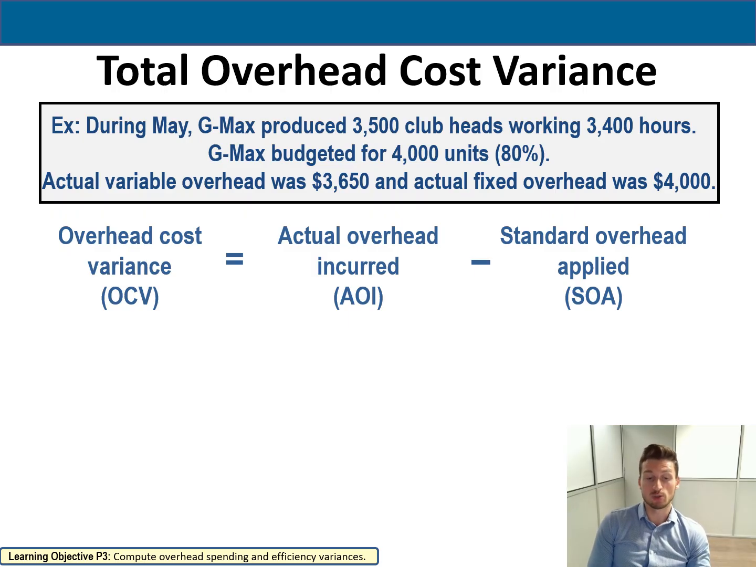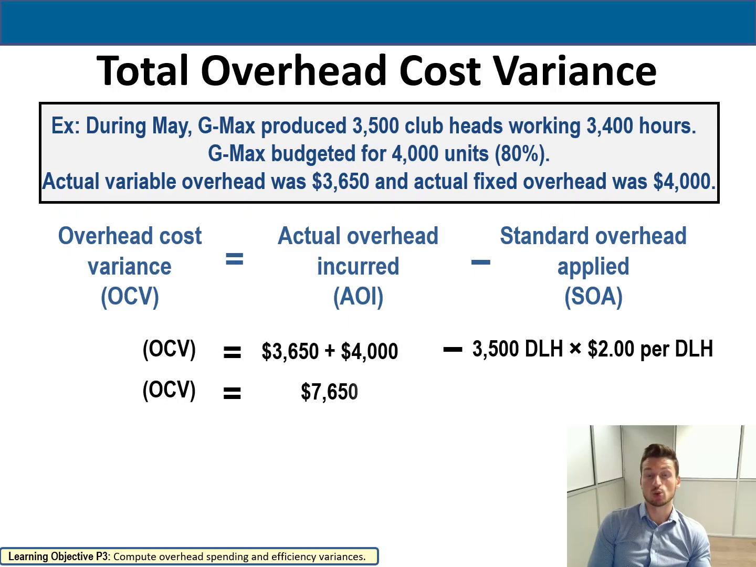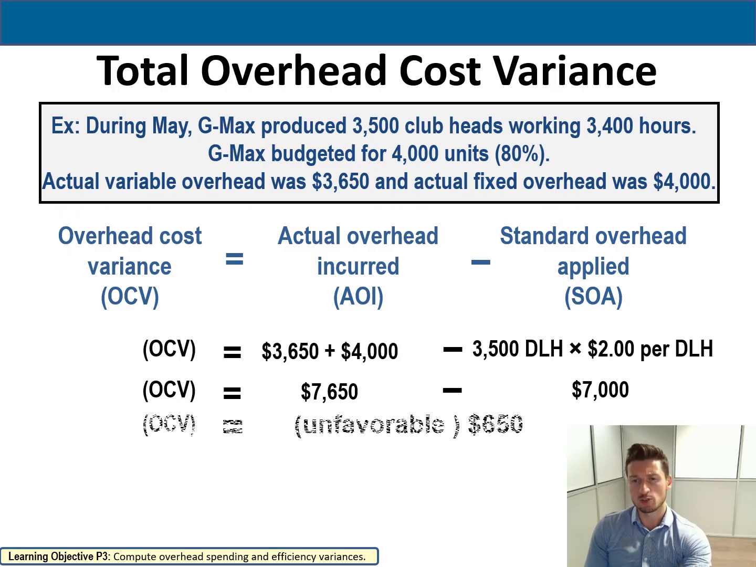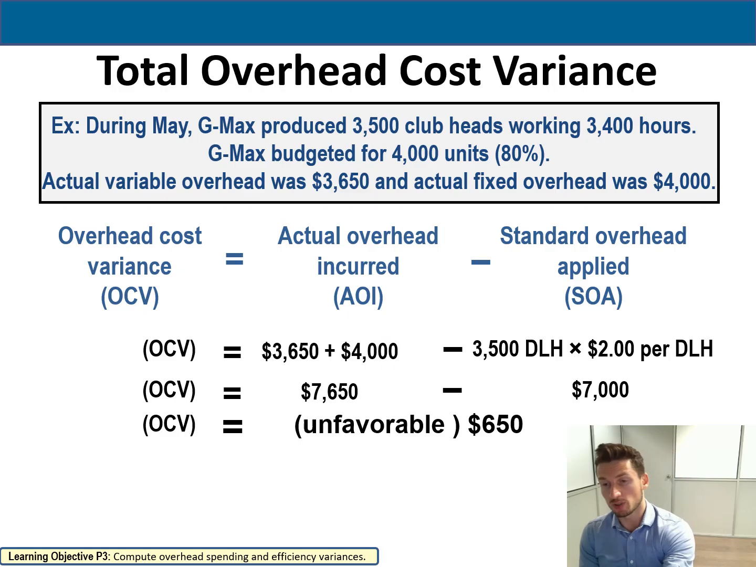So what's going to be total overhead variance? It's going to be your variable overhead plus fixed overhead, which is your total overhead, minus standard overhead applied, which was 3,500 times 2. It was given that they have 2 per direct labor hour, if you remember from the previous slides. So what is most important here is that your actual overhead was 7,650 and your standard overhead is 7,000. So your total overhead cost variance is unfavorable by 650.